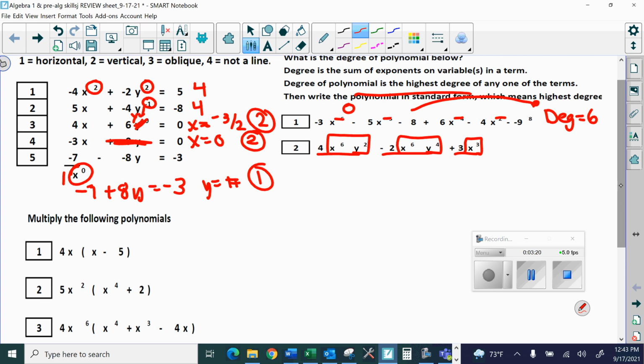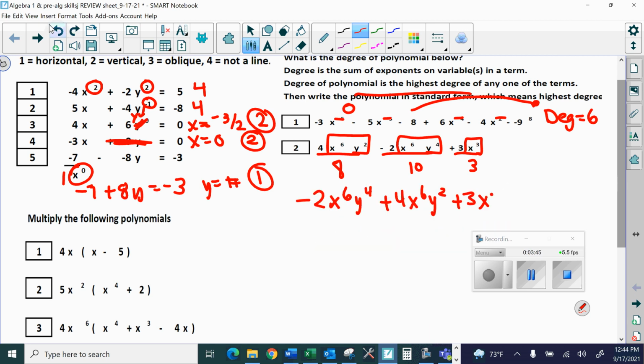Okay, so this one has a combination of 8, that's degree 8, and this is degree 10, and that's degree 3. So we're going to highest degree down, so 10 comes first, so negative 2x to the 6th y to the 4th, plus 4x to the 6th y squared, plus 3x squared y cubed.